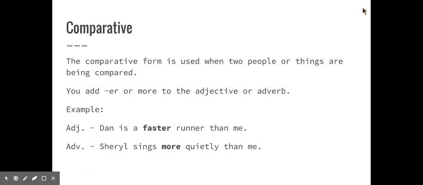The comparative form is used when two people or things are being compared. You add er or more to the adjective or adverb. For example, the adjective example would be, Dan is a faster runner than me. Faster is describing which kind of runner. We added er. In the adverb form, Cheryl sings more quietly than me. More is showing that we're comparing Cheryl to me.